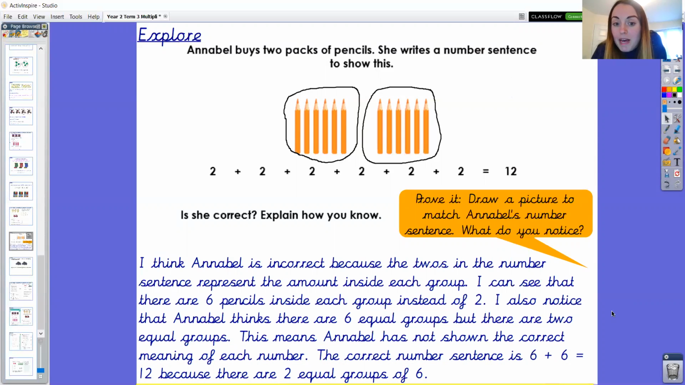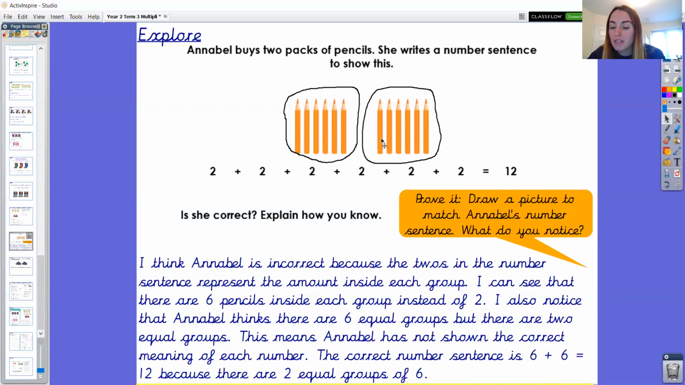I think Annabelle is incorrect because the 2's in the number sentence represent the amount inside each group. I can see that there are 6 pencils inside each group instead of 2. I also notice that Annabelle thinks there are 6 equal groups, but there are 2 equal groups. This means Annabelle has not shown the correct meaning of each number.